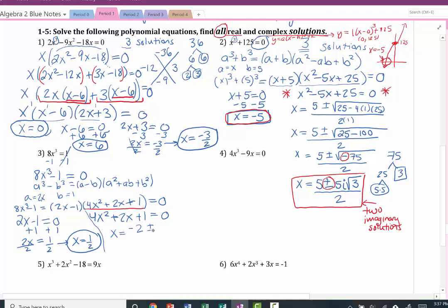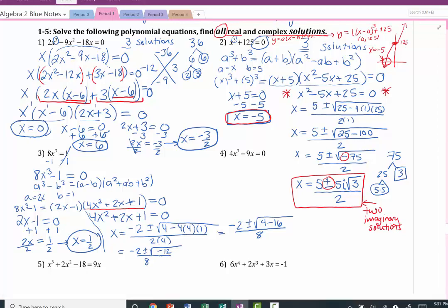So negative b plus or minus the square root of b squared minus 4ac all over 2a. So in this case, that equals negative 2 plus or minus the square root of 4 minus 16 all over 8. And then I can simplify that further. So I have negative 2 plus or minus the square root of negative 12 all over 8.